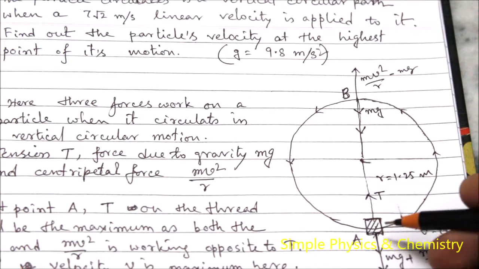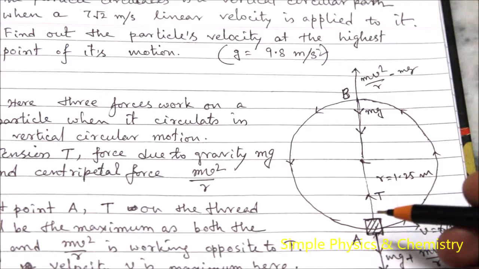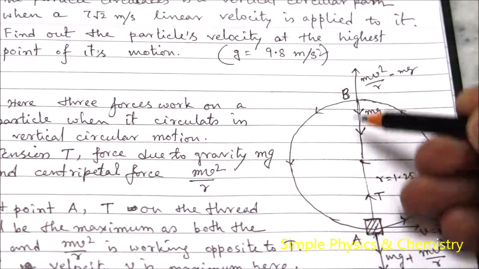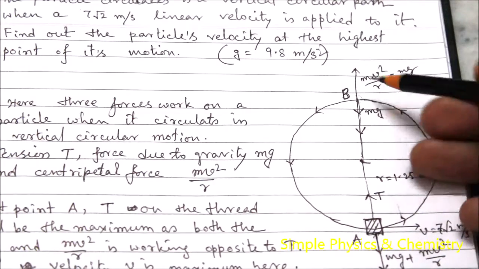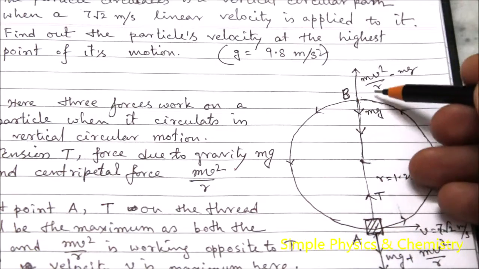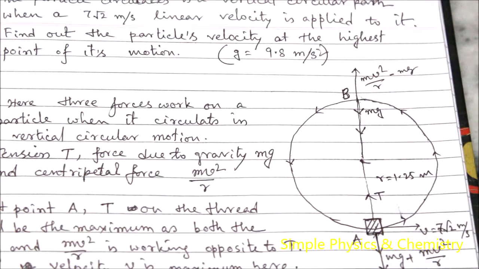And now our problem is to solve for the velocity at this point, that is B. It will move from point A to point B and then again come to point A, but we want to calculate the velocity at point B.